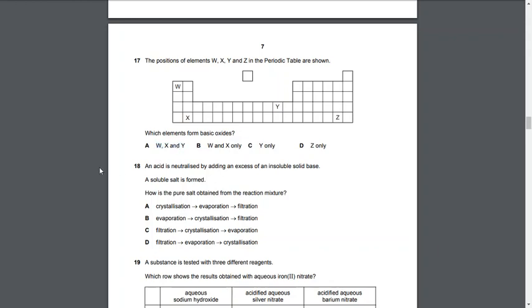Coming to MCQ number 18, an acid is neutralized by adding an excess of an insoluble solid base. A soluble salt is formed. How is the pure salt obtained from the reaction mixture?